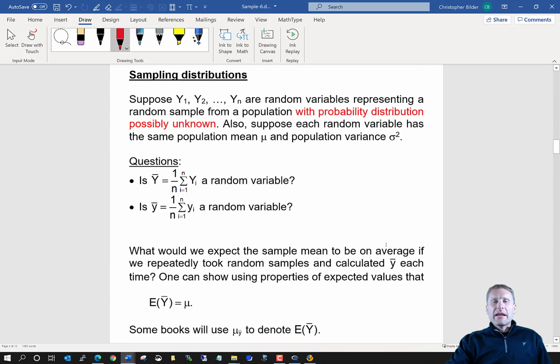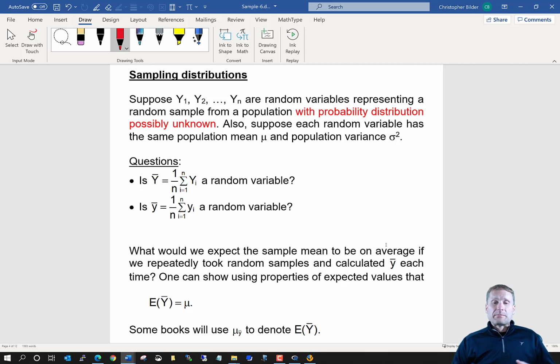Okay, now let's talk about things called sampling distributions. All that a sampling distribution is, is a probability distribution for a statistic that comes about through a sampling process.